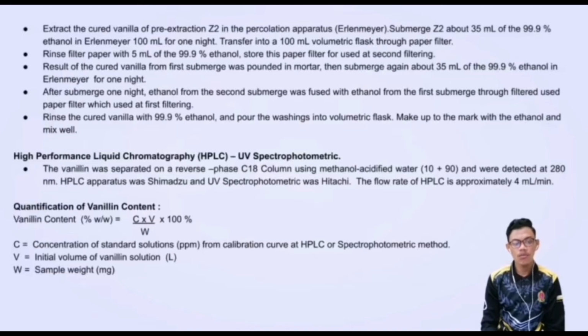For quantification of vanillin content, the concentration of standard solutions in ppm from the calibration curve at HPLC or spectrophotometric method is multiplied by the initial volume of vanillin solution in liters, divided by the sample weight, and multiplied by 100%.